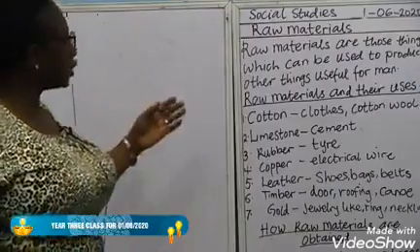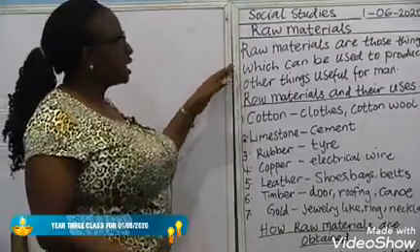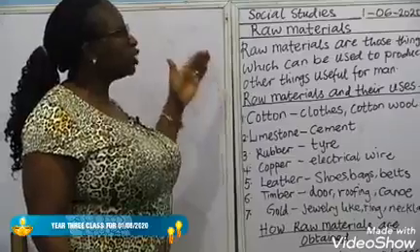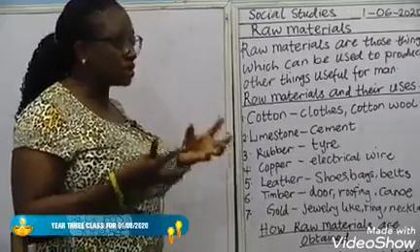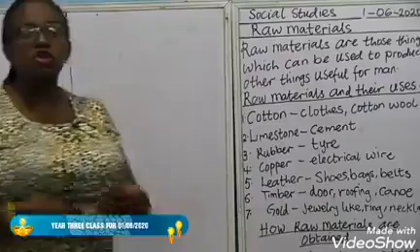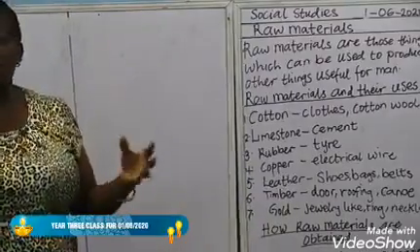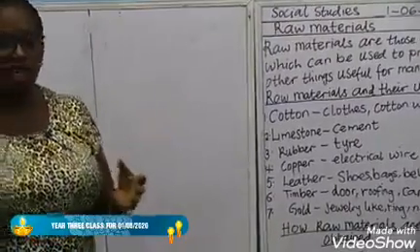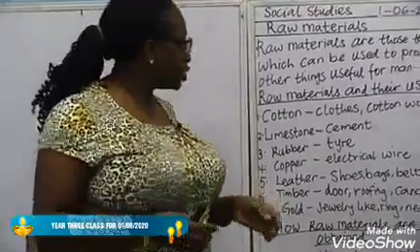So we can understand that raw materials are very important. They are those things that we cannot use in their natural raw state. We use them to produce other things in the various commercial industries that we have in our country.